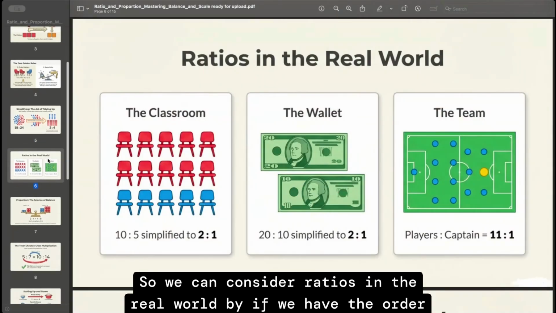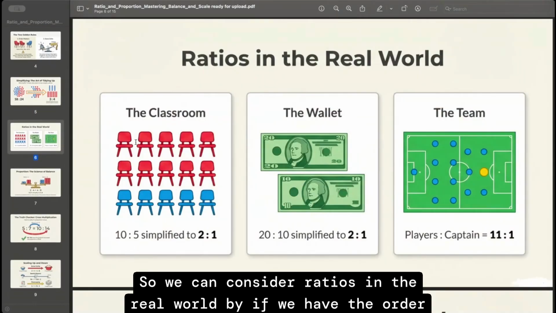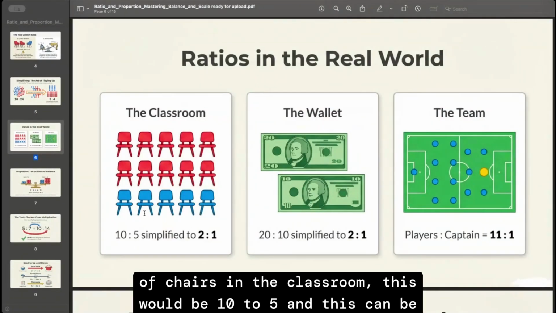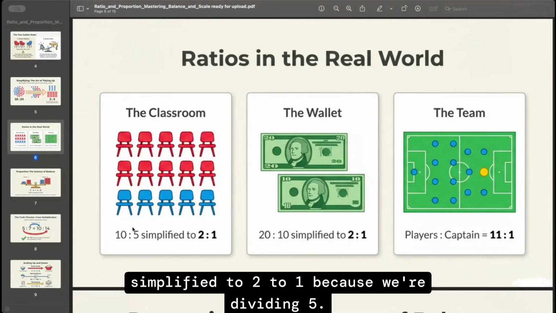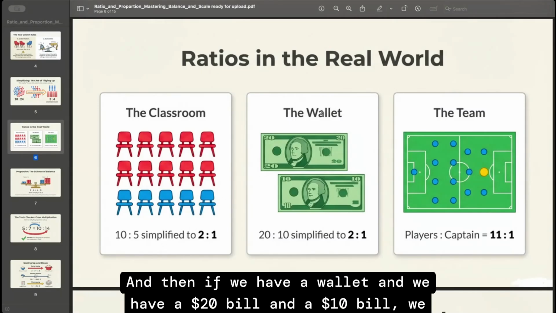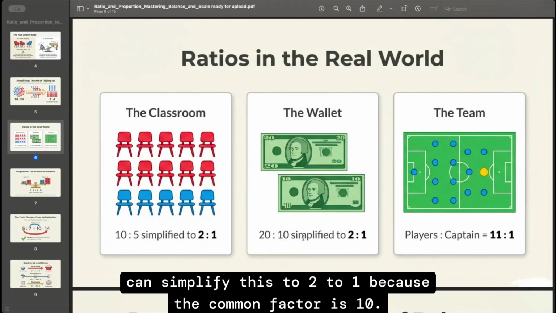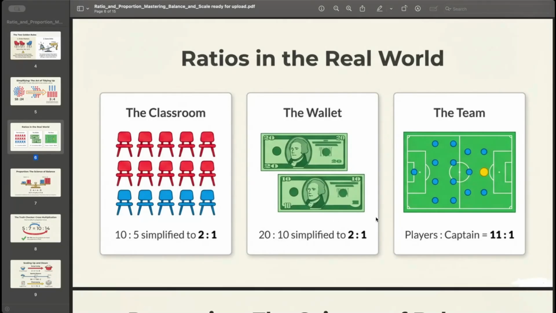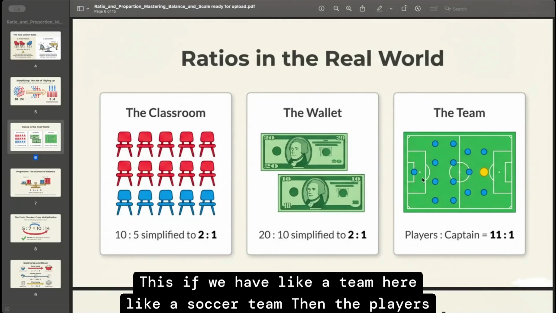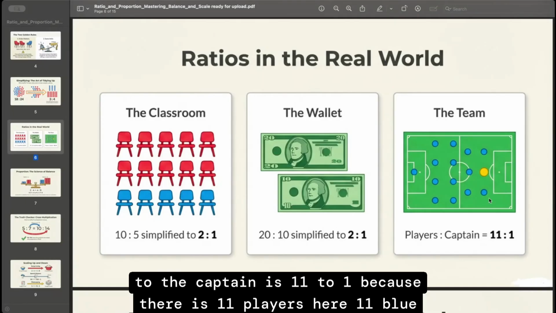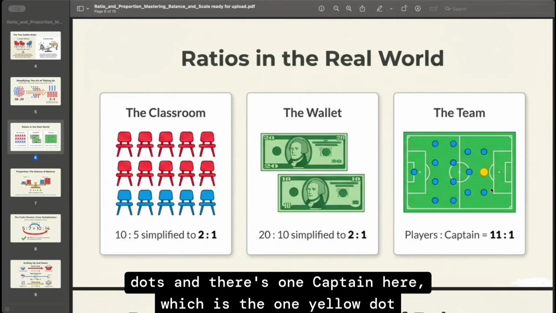So we can consider ratios in the real world. If we have the chairs in the classroom, this would be 10 to 5, and this can be simplified to 2 to 1 because we're dividing by 5. And then if we have a wallet with a $20 bill and a $10 bill, we can simplify this to 2 to 1 because the common factor is 10. And if we have a team, like a soccer team, then the players to the captain is 11 to 1, because there are 11 players here, 11 blue dots, and there's one captain here, which is the 1 yellow dot.